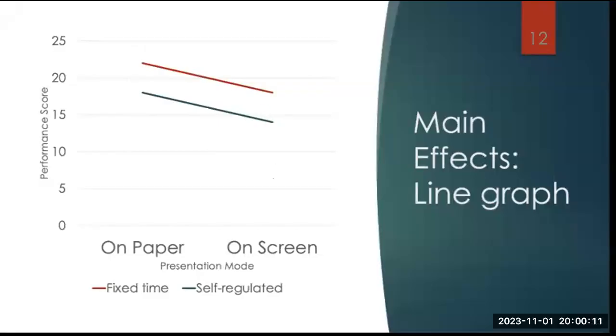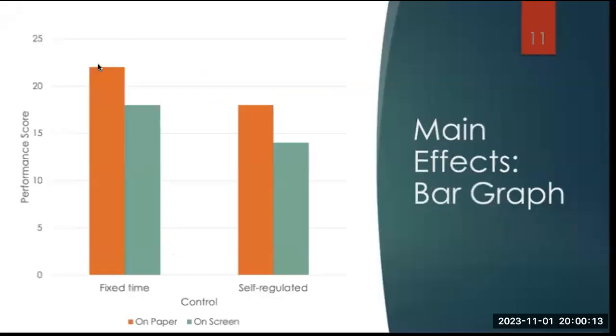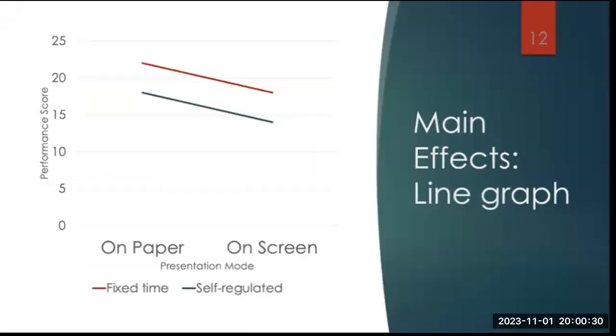Same thing here. Let's go look at the bar graph again. The scores on paper in orange are higher than on screen. And also, if you look at the fixed time, those scores are higher than the self-regulated time. So that's how you know there are main effects for both independent variables.